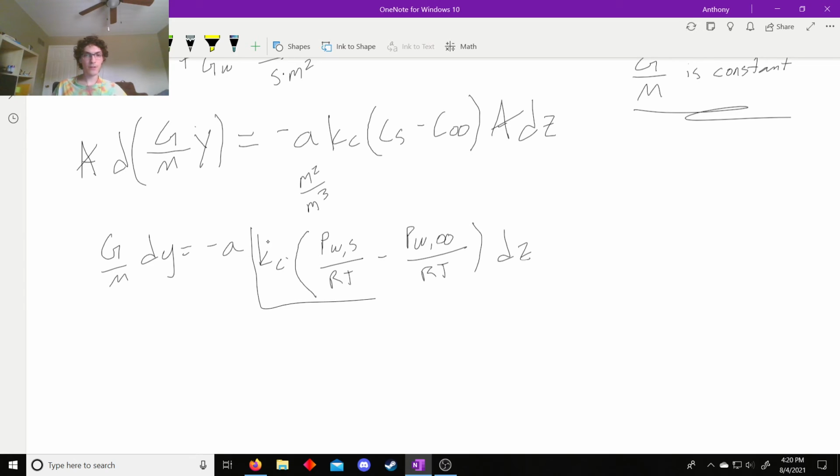So this right here, this partial pressure of water at the surface is actually equal to the saturation pressure of water at the temperature of the surface, which we would use something like the Antoine equation to find. And again, this is just above the surface. Saying surface is a little bit misleading, but it's the saturation pressure of the water at the temperature just above the surface.